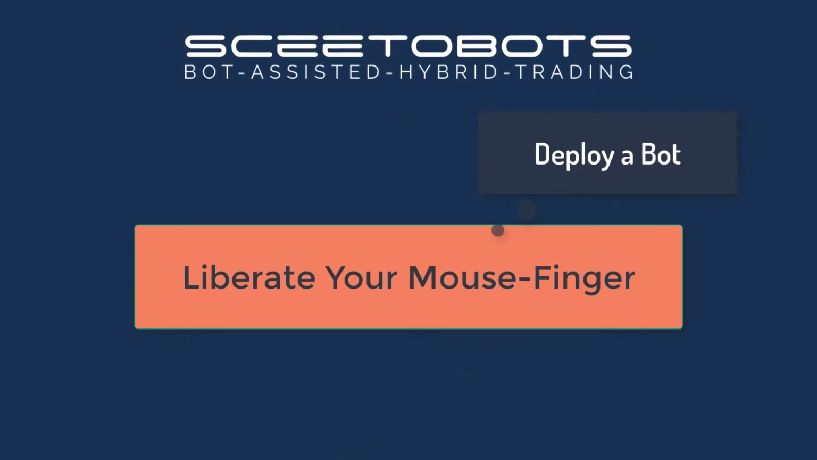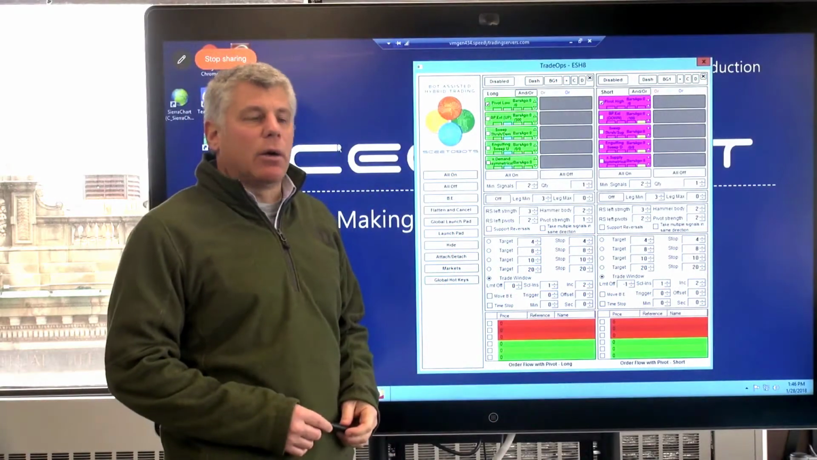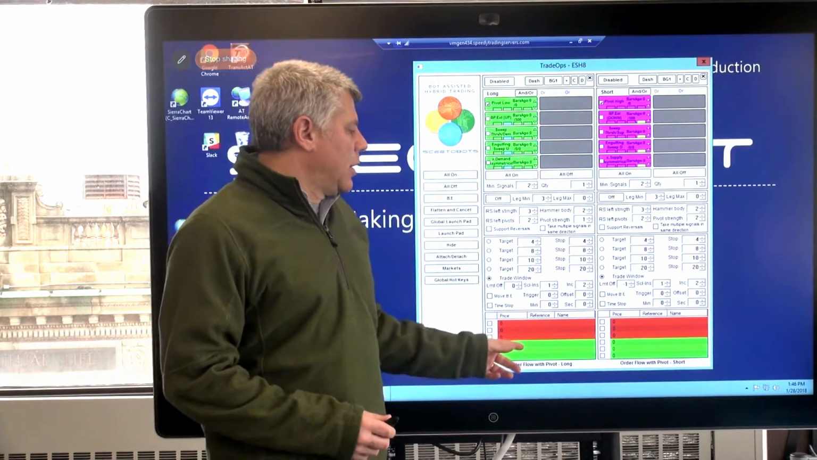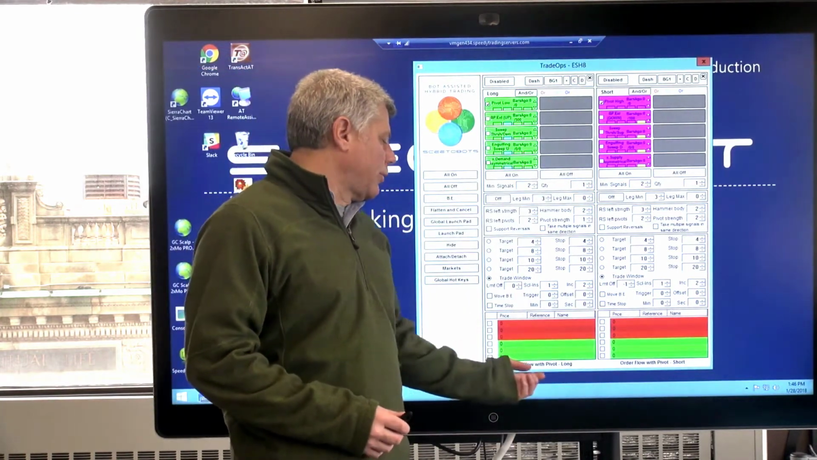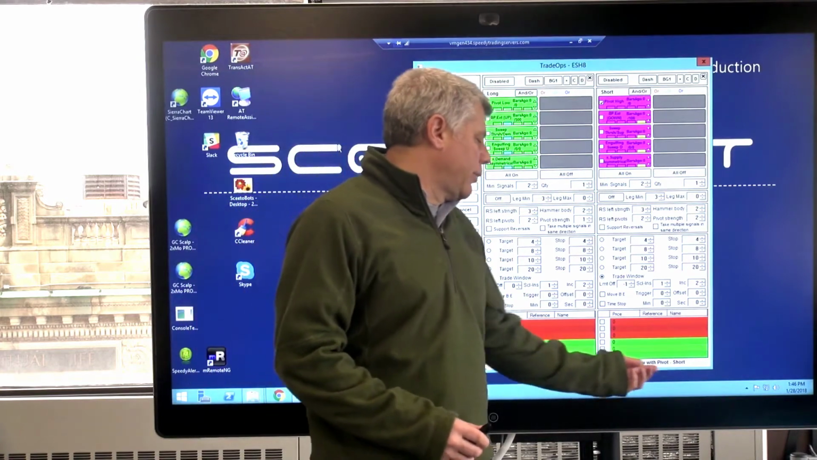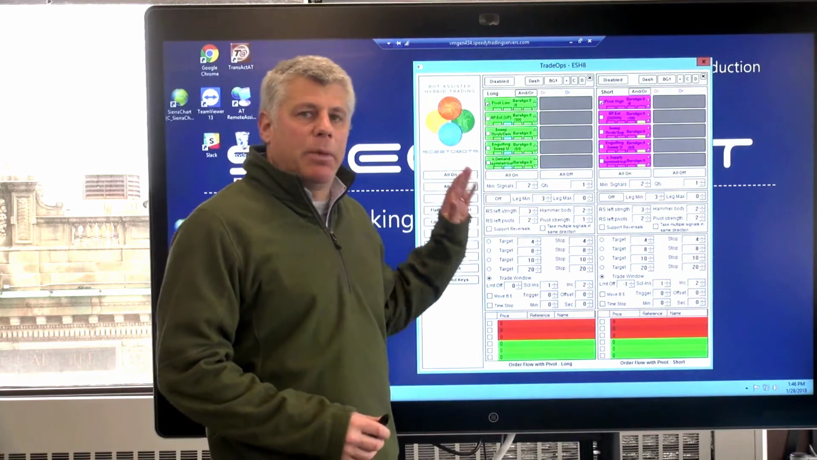In this episode, we drill down into four examples of order flow setups. So this is my trading server in Chicago, and you'll see here I have what we call a designer panel for two different bots. Down here at the bottom it says order flow with pivot long and order flow with pivot short. So this is my go-to bot when I'm looking for order flow and a pivot where price should change.